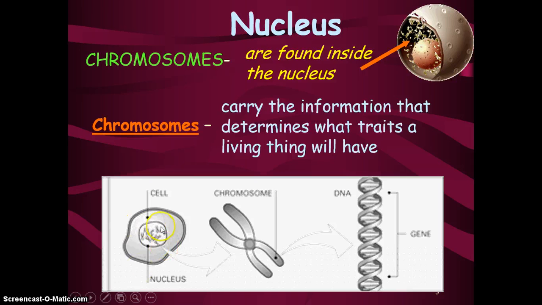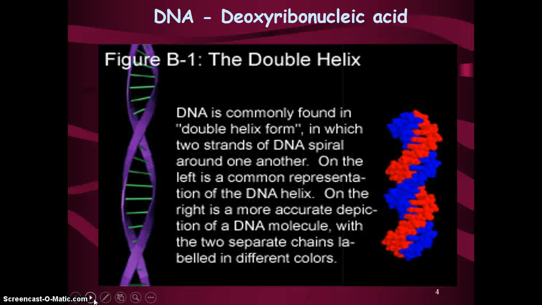So here's the cell. Inside the nucleus are the chromosomes. These chromosomes are already wound into chromosomes that are visible. But if we could unwind these, we see a single strand of DNA. And sections of DNA that code for particular proteins are called genes. DNA stands for deoxyribonucleic acid. And like I said before, we usually see this in this double helix or the twisted ladder form.